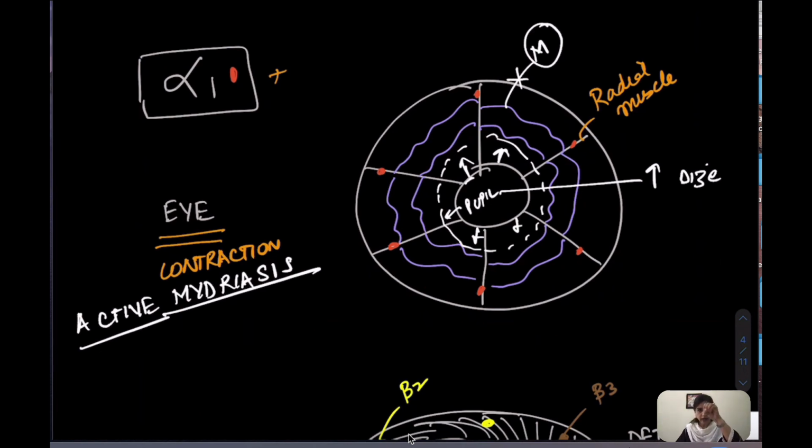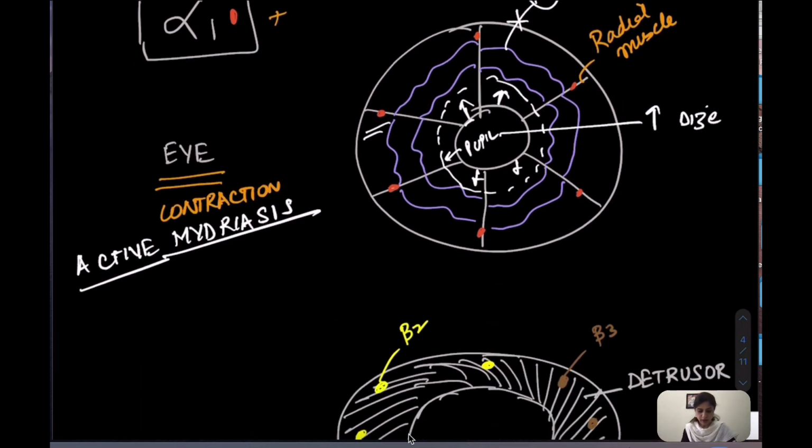Radial muscles contract like this, circular muscles contract like this, so they will cause meiosis. When a drug blocks this muscarinic action, the only action left is of the alpha 1. Then also there is mydriasis, right? That type of mydriasis is called passive mydriasis. So this is the difference between active and passive mydriasis. Active mydriasis is directly when alpha 1 is stimulated. Passive mydriasis is when the muscarinic receptors are inhibited. So again, these drugs are going to cause mydriasis.